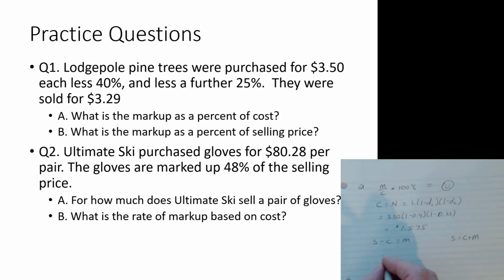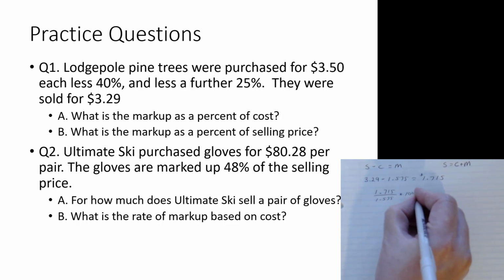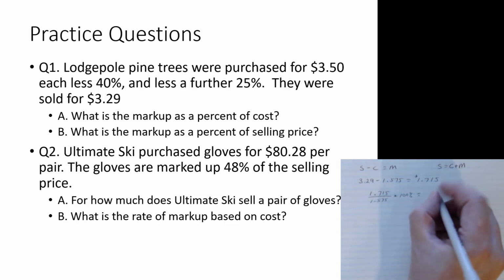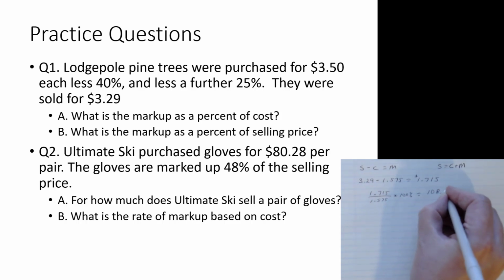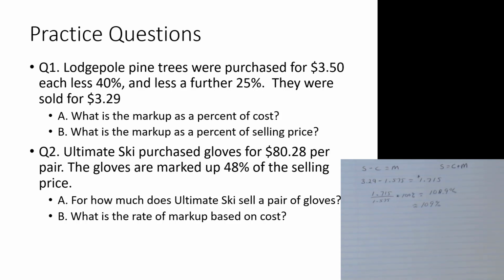So I take the information that I have here. So I have a selling price of $3.29. I subtract from it my costs, right? And that gets me my markup, which is $1.72, or I'll call it 1.715. After that, I go back to the original formula for markup on cost, and I bring this all together. And I've got 1.715 divided by 1.575. I'm going to express that as a percentage so that a wide audience can really understand what's going on. And essentially I get 108.9%, or roughly 109% markup on cost.